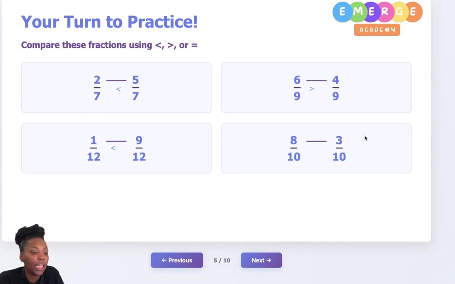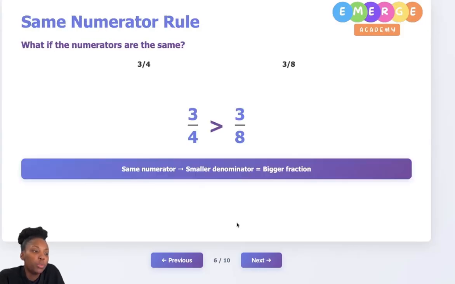That's right. It is greater than. So we're going to use our greater than symbol here to indicate that 8/10 is greater than 3/10. So what do we do if the numerators are the same?